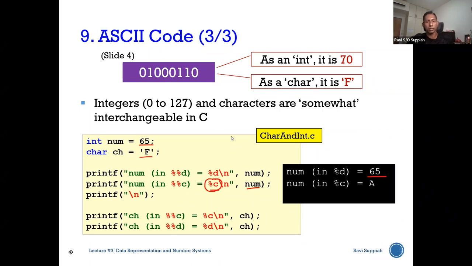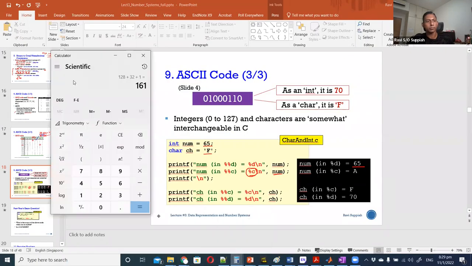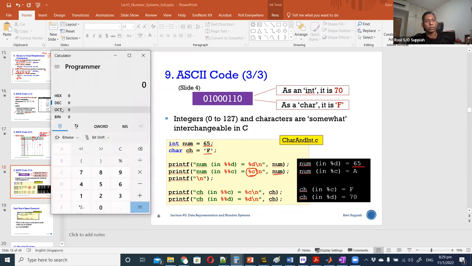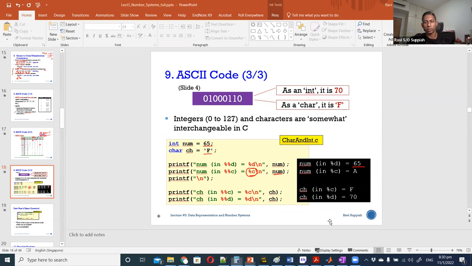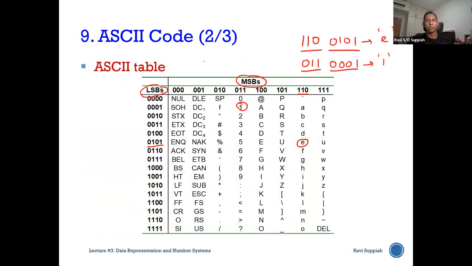So let's do an easy translation first. Using our calculator here, I'm going to translate 65 to binary. So in binary, it is 1000001. So come back here. What I have is 1000001. So this is your MSB. So that is 100 and 0001 is here. So that translates to capital A. So that is why.